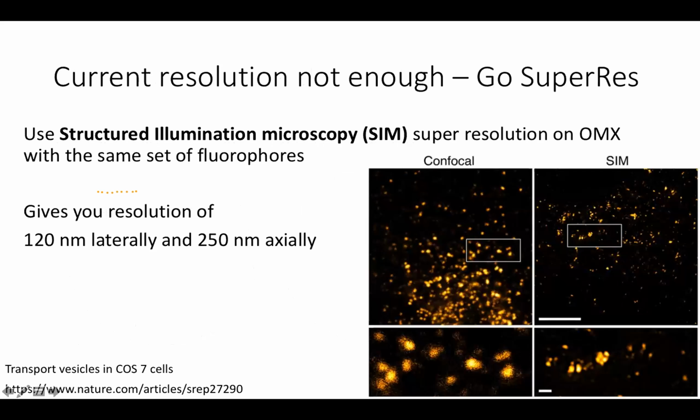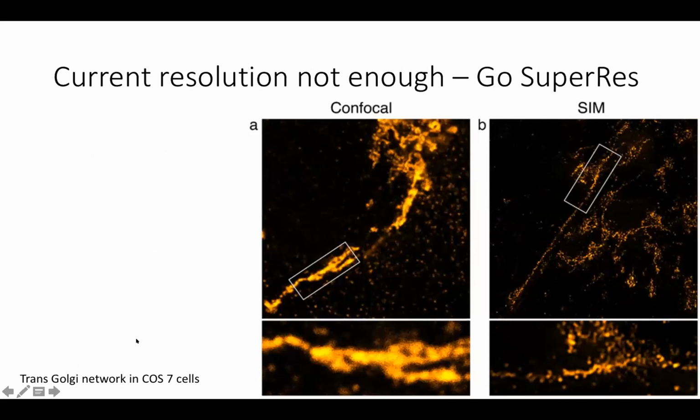Now, if you're not happy with the resolution that you are getting on a confocal microscope, we have something called structured illumination microscopy, which can give you twice the resolution. So in the XY direction, earlier we were getting 250 nanometers. With structured illumination microscopy, we got 120 nanometer resolution laterally and 250 nanometer resolution axially. So this is an example of the difference between confocal and structured illumination, where you can see some of the vesicles much more clearly between the two techniques.